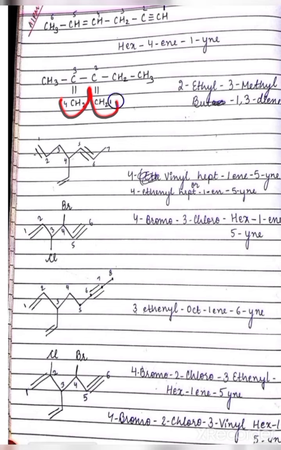So this chain is the principal carbon chain. Then at second position it has an ethyl group, at third it has a methyl, so 2-ethyl, 3-methyl. The principal carbon chain is of 4 carbons, so but-1,3-diene.